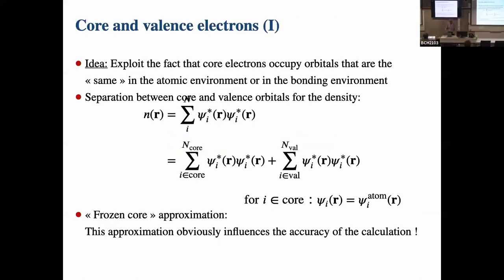I'm sorry again for my slide, I will change that. Basically, there is a first assumption that you make, which is that the electrons that are close to the core do not vary too much compared to the isolated atoms. And so you freeze the wave functions for those electrons to the wave function in the isolated atom. You are assuming that the wave function for the core electron is the same as for the isolated atom. So you split the density into a part that is related to the core and a part that is related to the valence electrons. And for the core, you assume that the wave functions are those of the atoms. Okay? That's the first part.